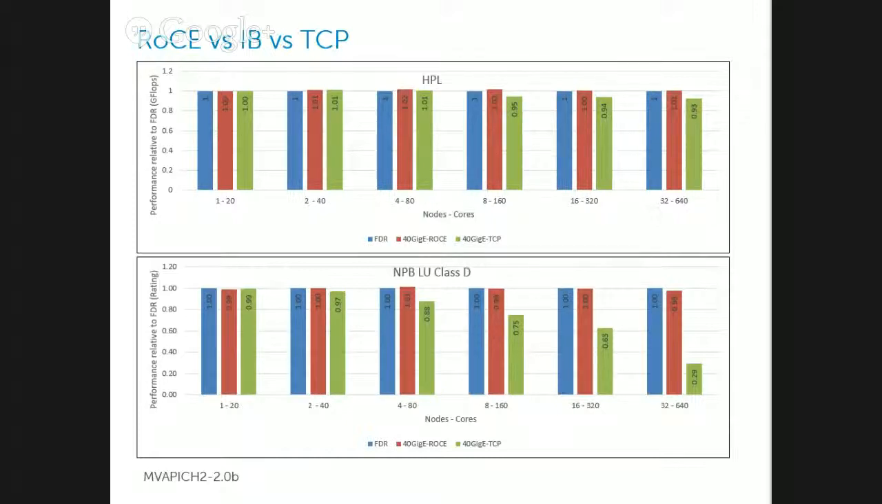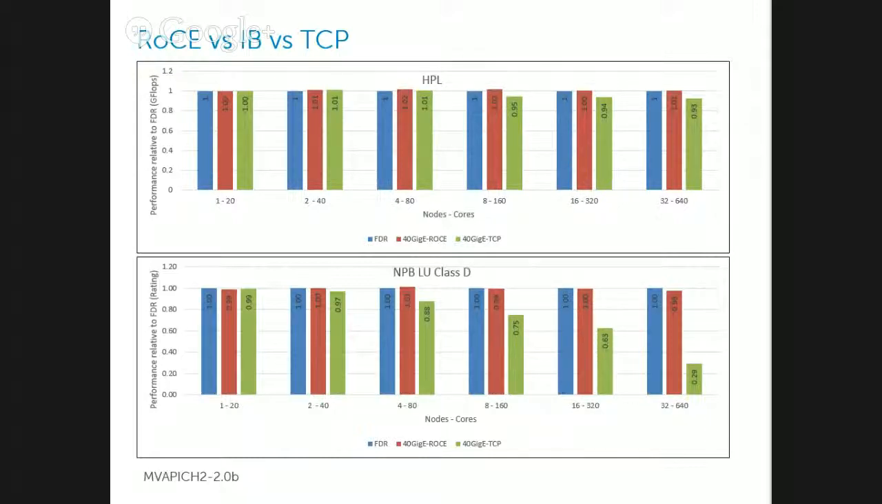What are the 40 GigE adapters here? They're all Mellanox ConnectX-3 adapters. So we took a 32 node system with dual socket Sandy Bridge and put ConnectX-3 adapters in them. We have to change the firmware on the adapters to switch between InfiniBand, 40 GigE, and 40 GigE RoCE. But using MVAPICH2, we ran the same applications on 3 different transports.